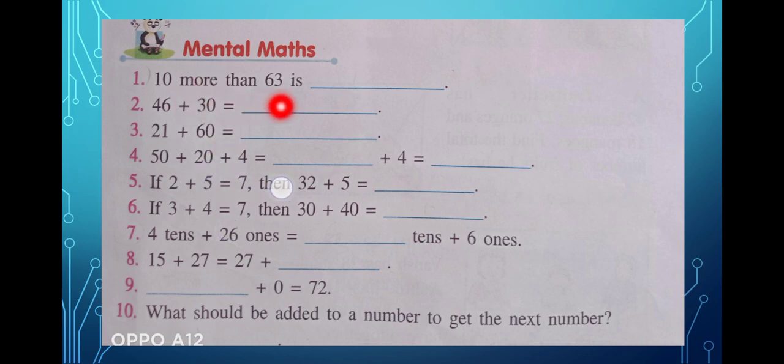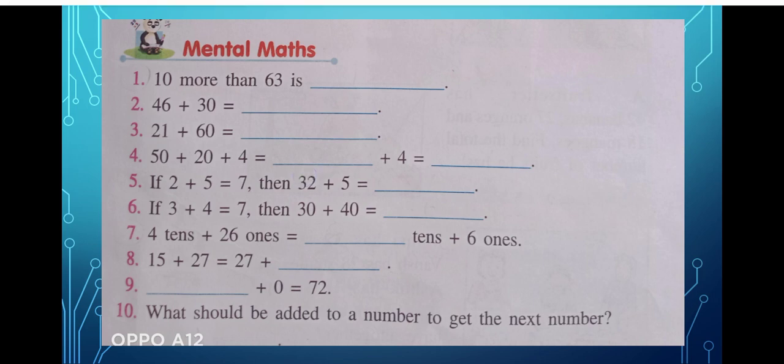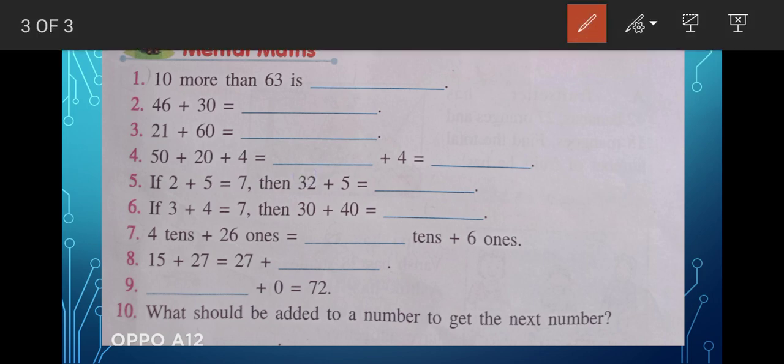10 more than 63. 10 more means what you will do, children? You have to plus, isn't it? So 63 plus 10 will be 73. In the same way, 46 plus 30. So this one we have learned in the grid as well, isn't it? So now we are going to do it. So 46 plus 30 will be how much? 70. Okay. 70 how much? 76.